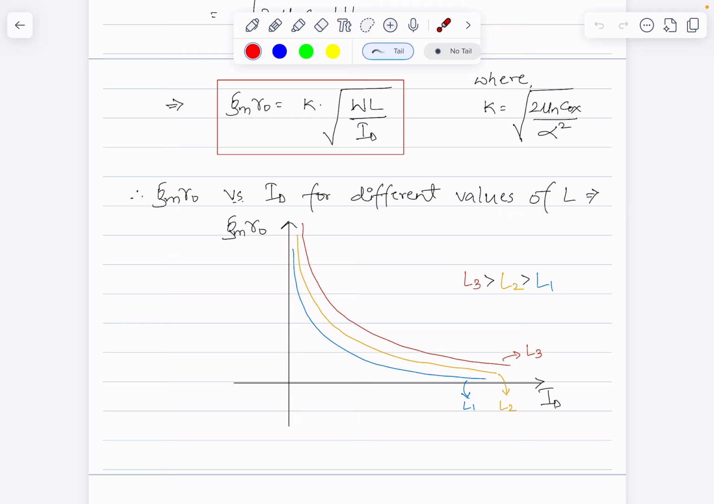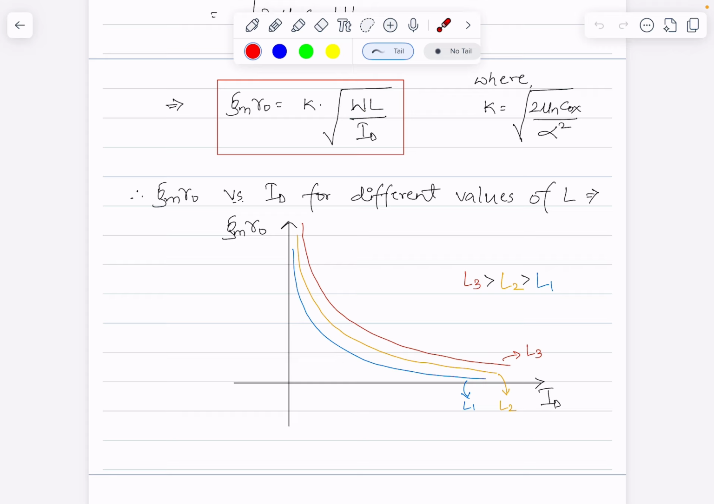Alright. And the second extremity is when ID is tending to infinity. So when ID tends to infinity, gm·ro tends to 0, right? Because the denominator is tending to infinity, so gm·ro tends to 0. So you have this extremity and this extremity, all right? And since this is a square root term, the behavior will be like this.